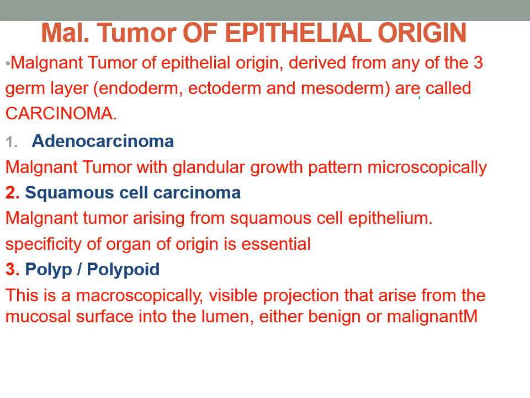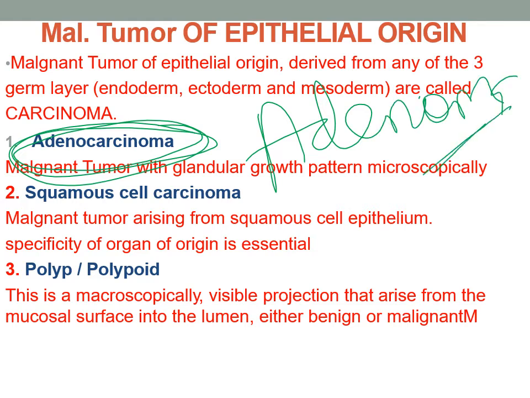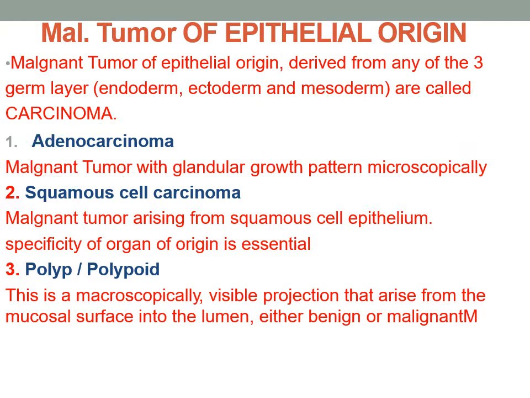When they are glandular structures, or microscopically they look like glands, they will be named adenocarcinoma. Remember, the benign counterpart was known as adenoma because we were adding the suffix oma. That's why we called them adenoma. But in a malignant, we call them carcinoma.